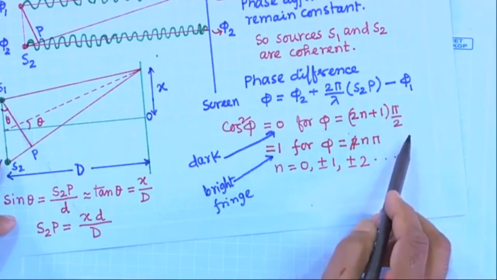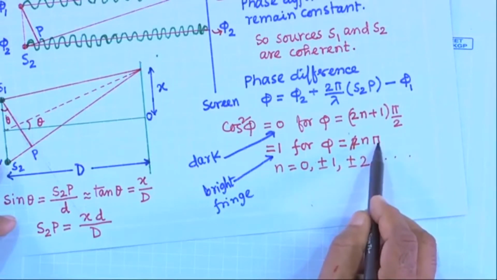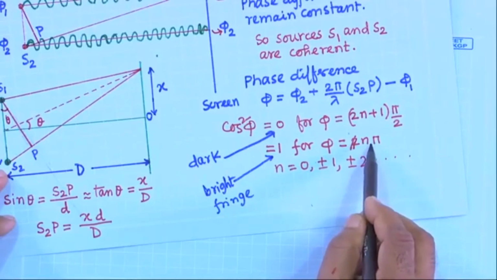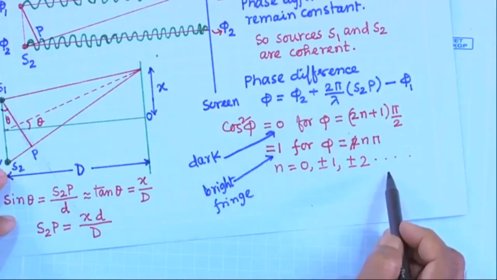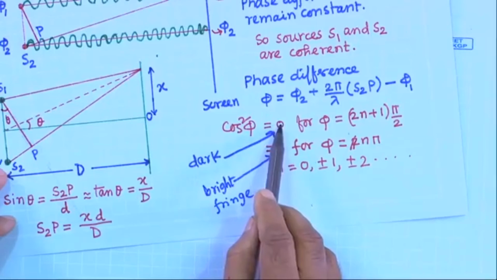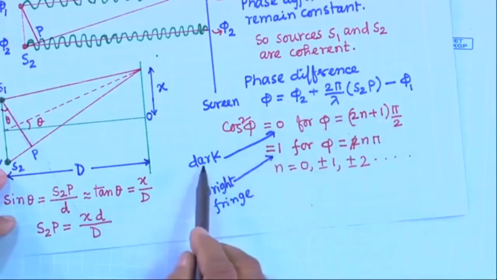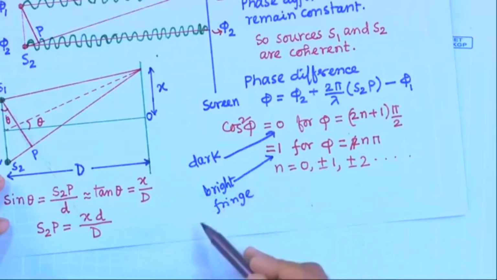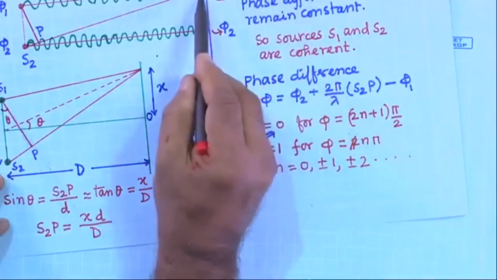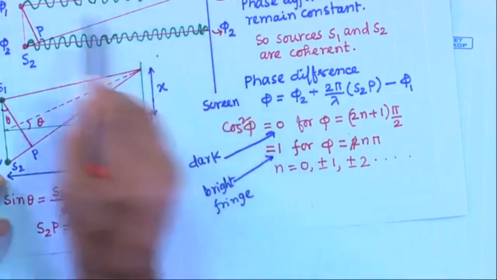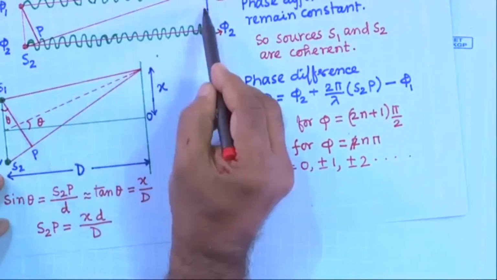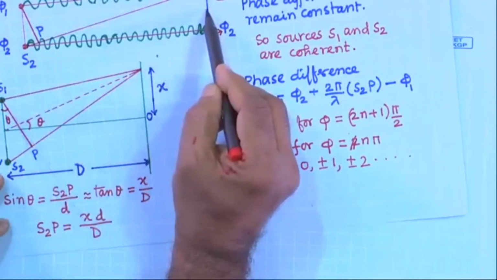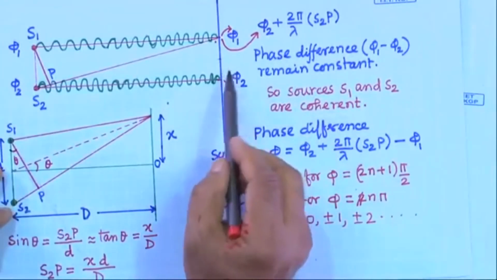and it is the even multiple of pi. Not even multiple, I think odd and even both. n equals 0, plus minus 1, plus minus 2, for both cases. For this condition we will get dark, and for this condition we will get bright. This phase will depend on the position, if the waves come here. At the middle point, the path difference or phase difference will be the same.